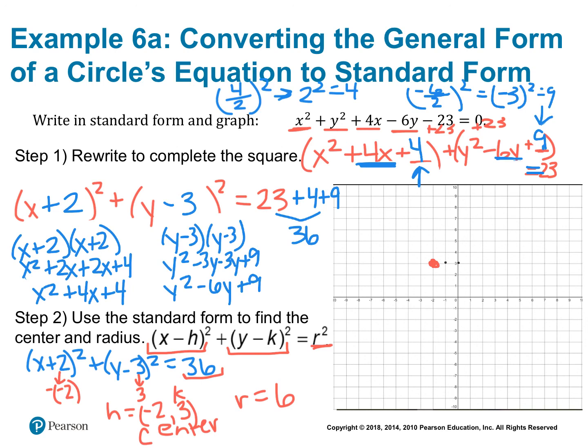So 1, 2, 3, 4, 5, 6, counting out the radius in each direction. And there would be my circle as best as I can draw it.